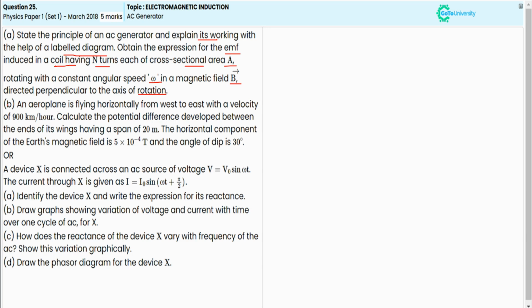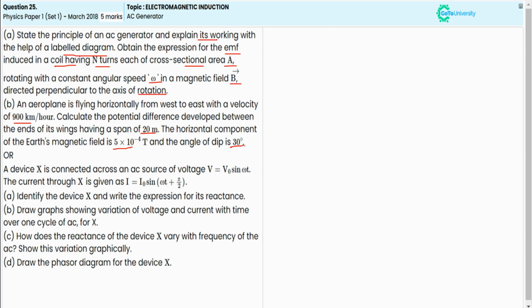Part B of the question is, an aeroplane is flying horizontally from west to east with a velocity of 900 km per hour. Calculate the potential difference developed between the ends of its wings having a span of 20 meters. The horizontal component of Earth's magnetic field is 5 × 10^-4 T and the angle of dip is 30 degrees.